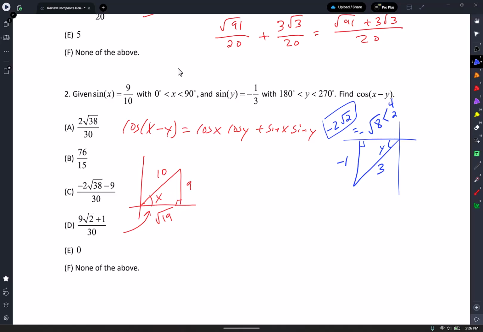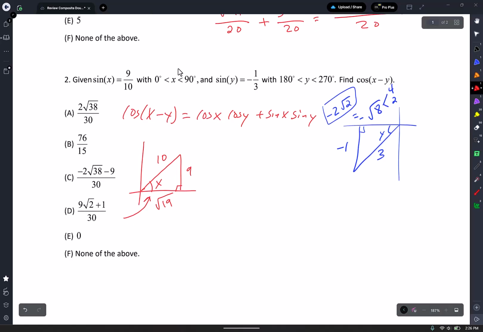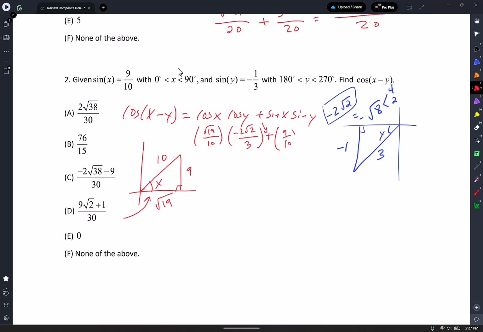We're still okay? All right, I'm going to go back to my default color of red. Cosine x, go to angle x. Square root of 19 over 10. Cosine y, I go to the angle y. Negative 2 square root of 2 over 3. Plus, that plus is this plus. Sine x, 9 over 10. Sine y, you go to angle y. Negative 1 over 3.